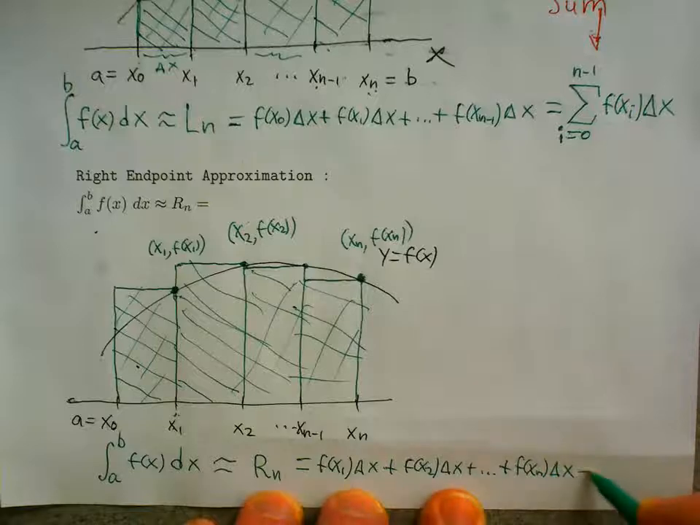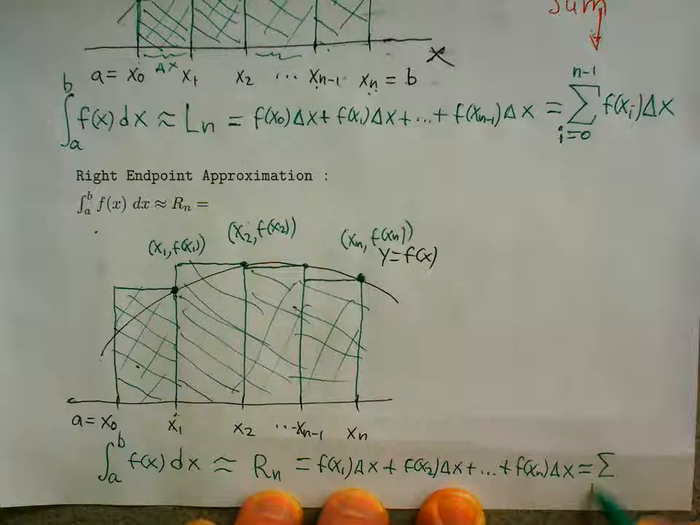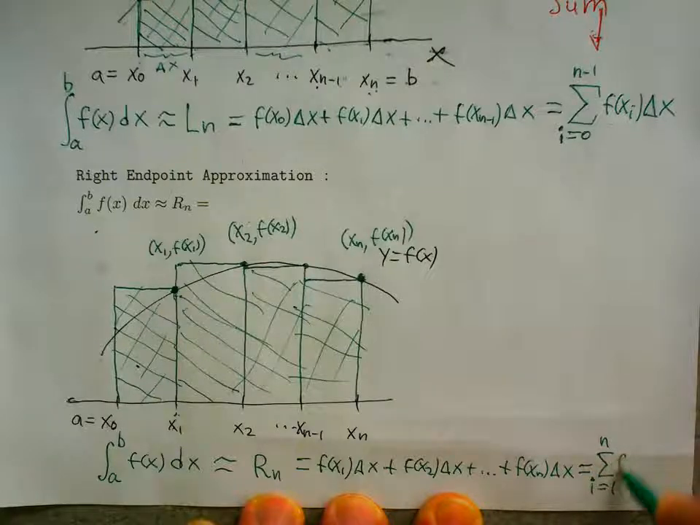And then the sigma notation, this time we start with i equals 1 and we go to n. And the individual terms have the form f of x sub i times delta x.